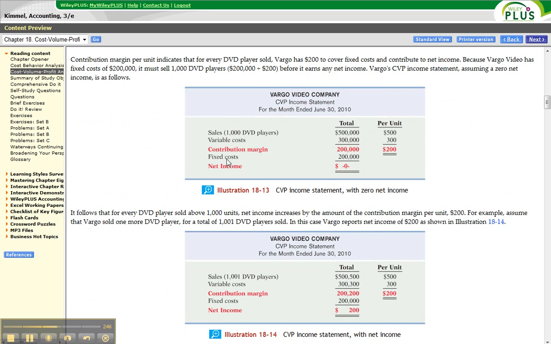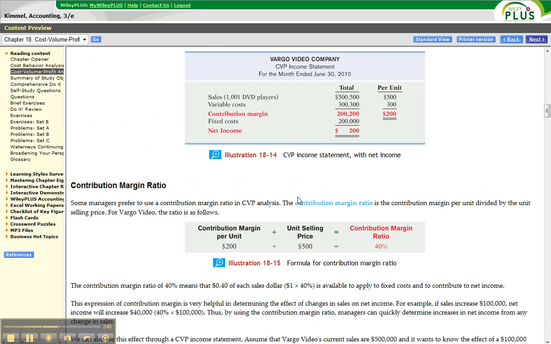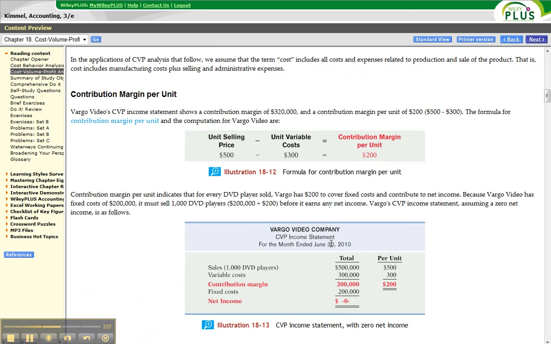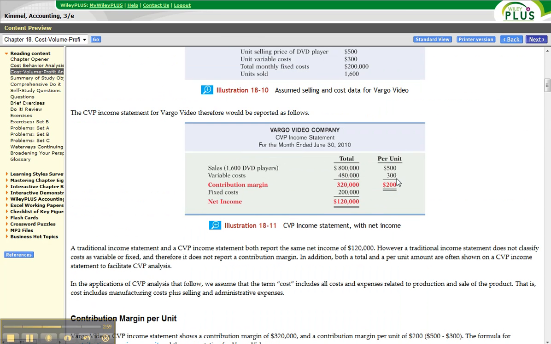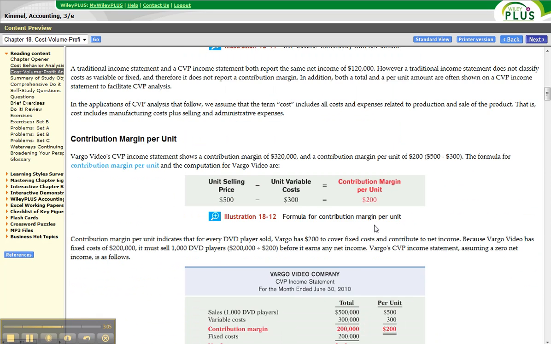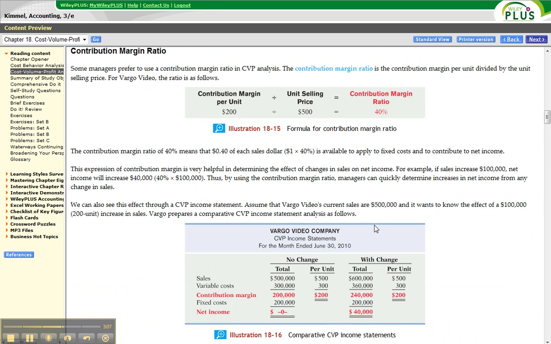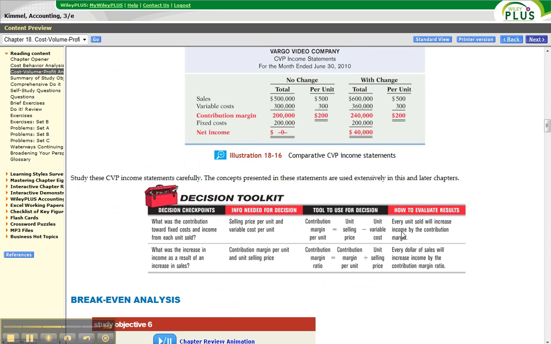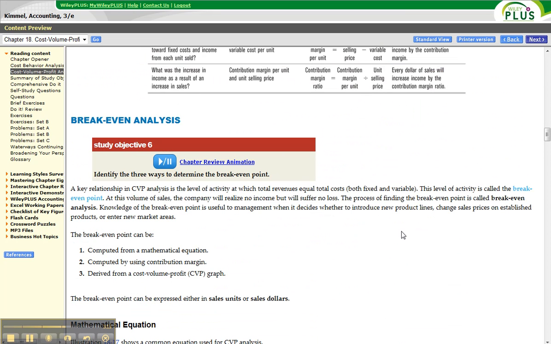So contribution margin per unit, and contribution margin ratio is what we call that percentage. So 200 divided by 500 gives you 40%. It's the same idea as we saw up here. 200 divided by 500, that's 40%. It's the same ratio in total dollars. 320 divided by 800 is 40%. And we're going to use those per unit and percentage amounts in figuring out break-even analysis, which comes in Study Objective 6.